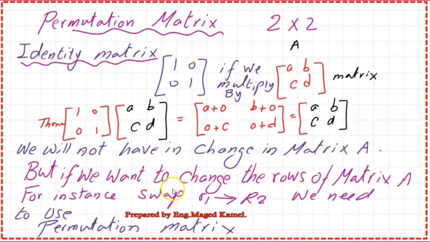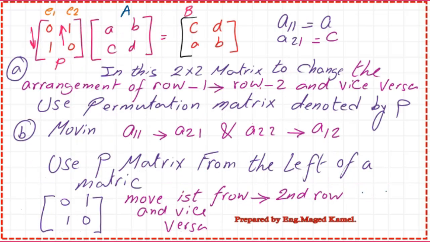But if we want to change the rows of matrix A, for instance, making a swap from row 1 to row 2, we need to use what is called a permutation matrix, which is type E1 from the elementary matrices. We can see that we make a swap of the identity matrix. Instead of 1, 0, 0, 1, we swap the first row to become second and the second row to become first.